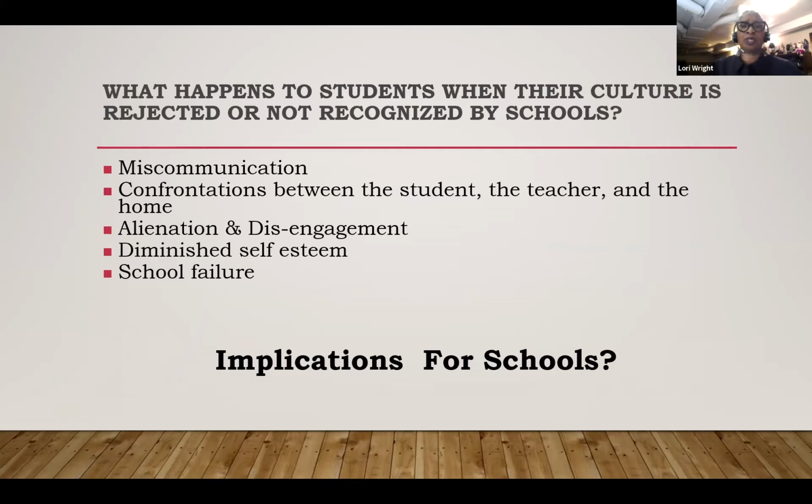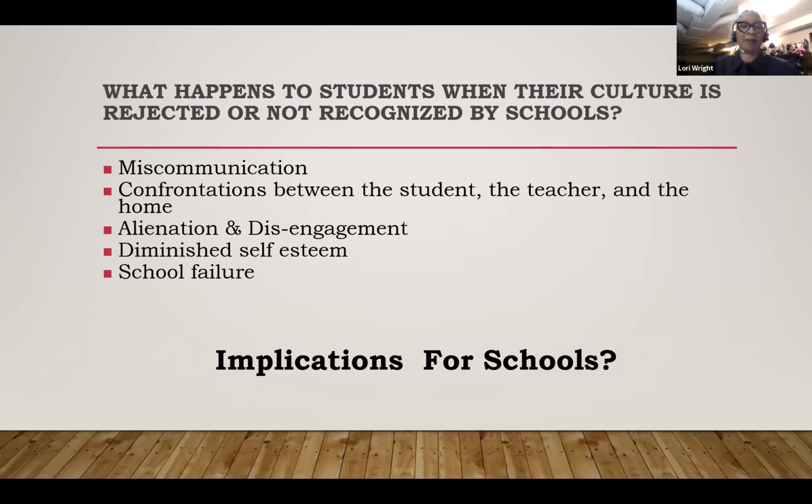So what happens to students when their culture is rejected or not recognized by schools? There's miscommunication and confrontations between the student, the teacher, and the home. If there's a misunderstanding of the cultural dynamics and interactions in the home, if we have students who are new to the United States, recent immigrants, English language learners, there's that disconnect. Oftentimes we have one thing in mind as educators, but students are processing that through their cultural lens. There's a disconnect there, and then the home. How does that communication break down?